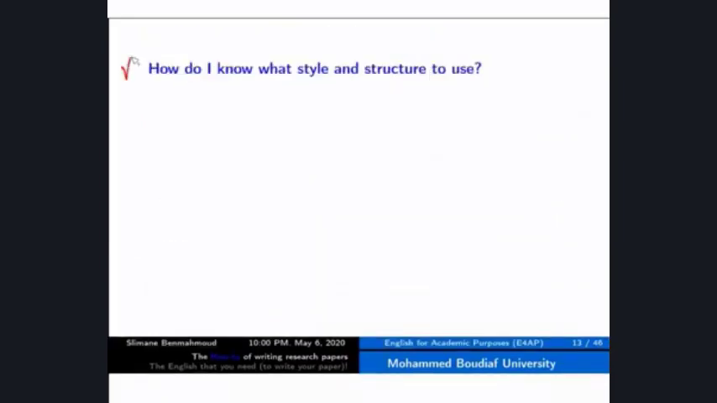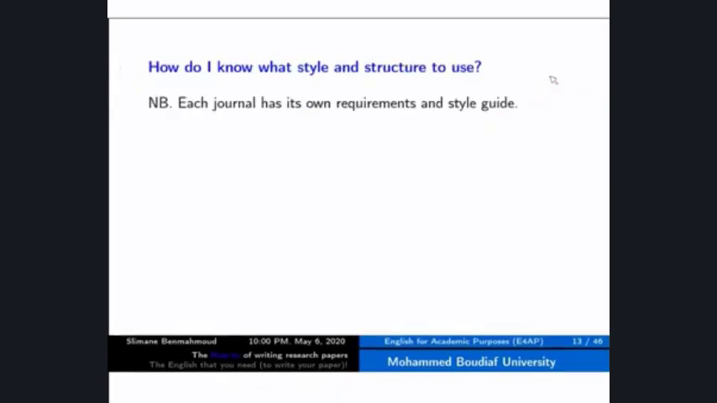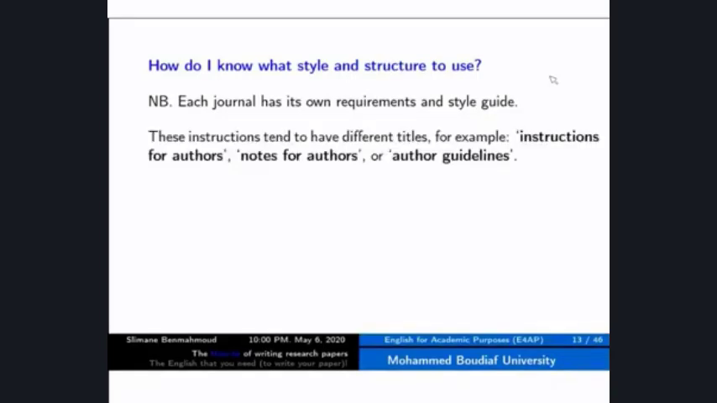Okay. How do I know what style and structure to use? Here we are talking about the conventional template and about the style we have to use. Well, each journal has its own requirements and style guide. Those style guides have different names. It can be named instructions for authors, notes for authors, author guidelines or author guides.